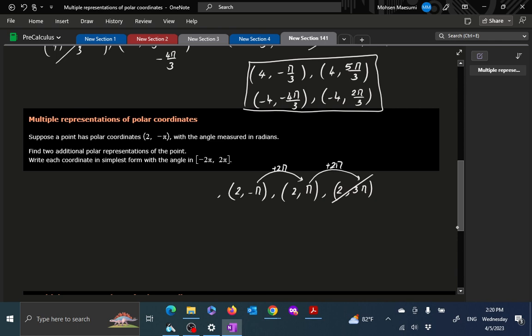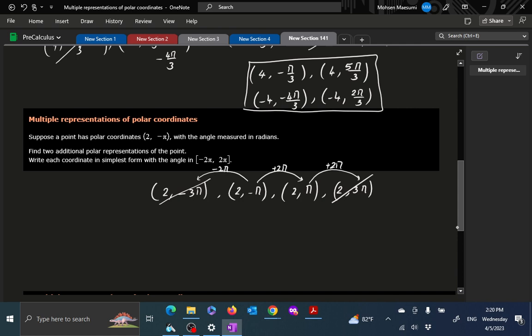I can go the other direction. If I want to go leftward, I subtract 2 pi. So this is minus pi, subtract 2 pi becomes minus 3 pi. Okay, so I want to go this way, I subtract 2 pi. Well, that one exceeded that, so that is out.